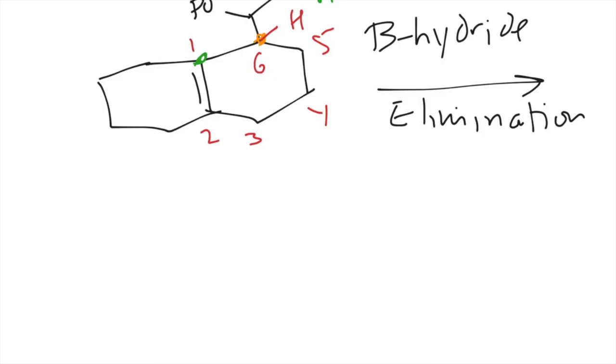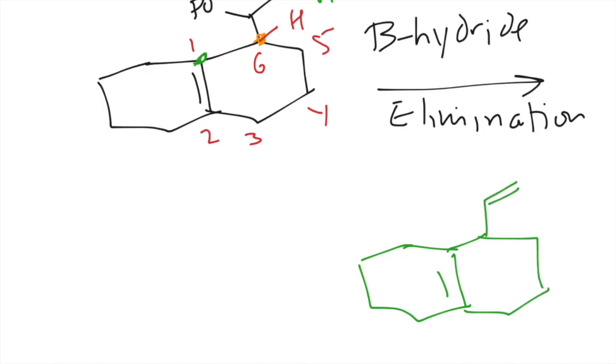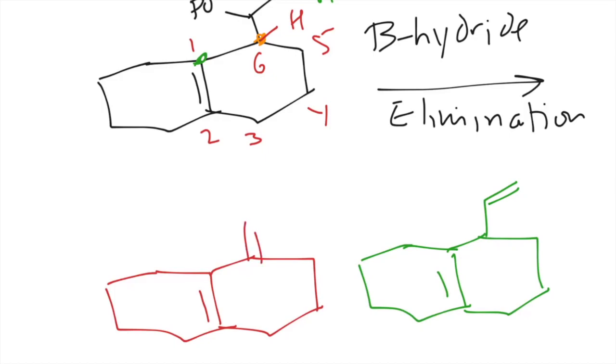So the way I have it set up, it can remove one of 2 hydrogens. If it removes the green hydrogen, you make this product. If you remove the red hydrogen, you would make this one, right? And when it does the beta hydride elimination, my palladium still has its halide on it. Or I guess it was a bromide. Still has its bromine on it.